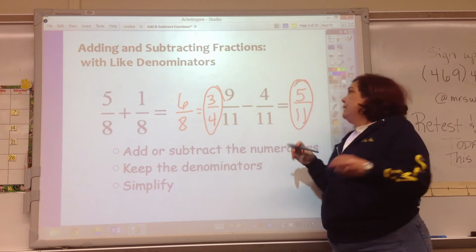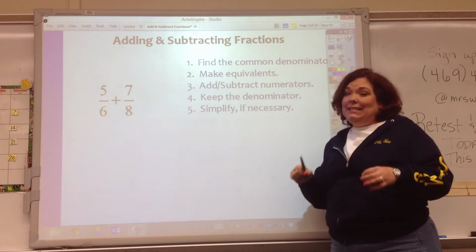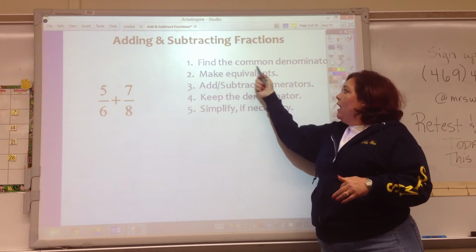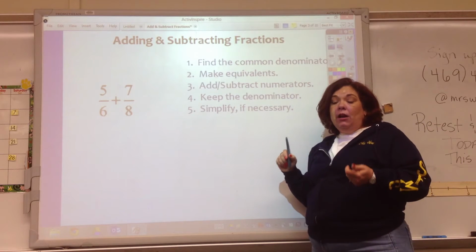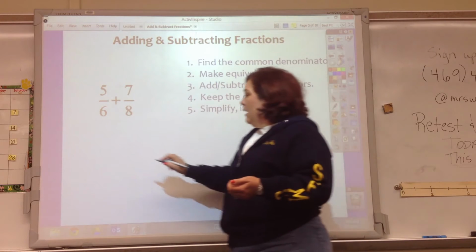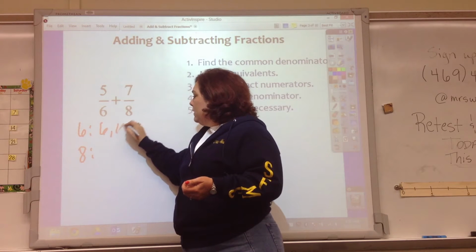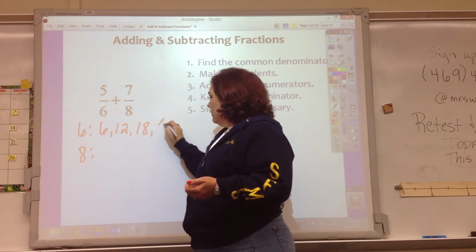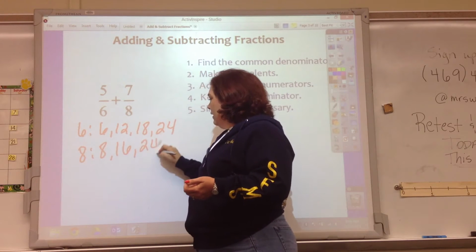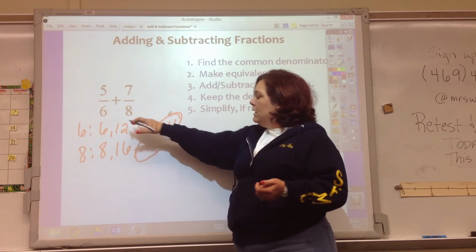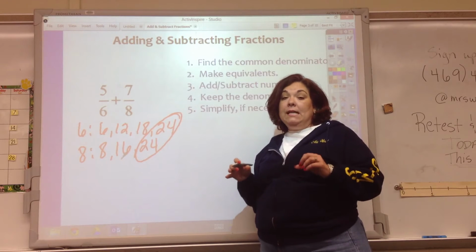When you don't have the same denominators, you have to get the same denominator. And that's what this says. Find the common denominator. And the way that we do that, we find the least common multiple. And so this is whenever you do the skip counting of the numbers till you get to the same number. Okay? So these numbers, 6 and 8 share 24. 6 and 8 both go to 24. I have to get that number.